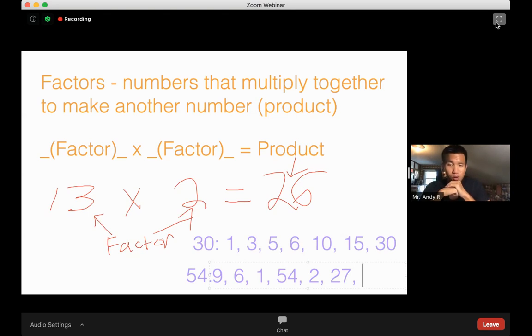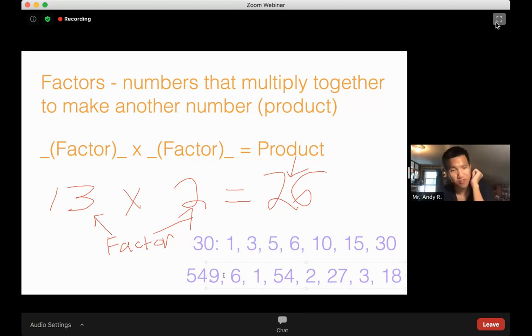9, 6, 1, 54, 2, 27. Are we missing anything? I think we got. And then, 3 times 18. Good. Thank you, chat people. Yeah, so 3 times 18. Yep, 3 times 18 makes 54. So we got them all. All the factors of 54. Yeah. Good job, people.